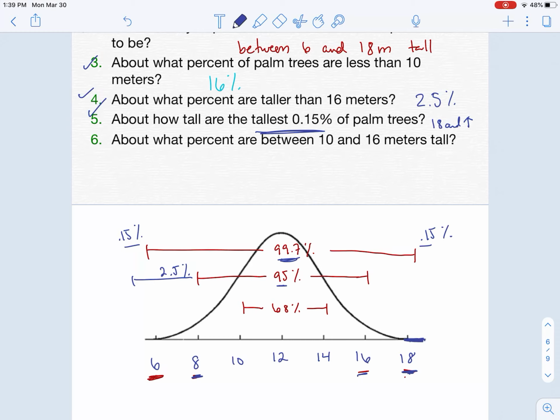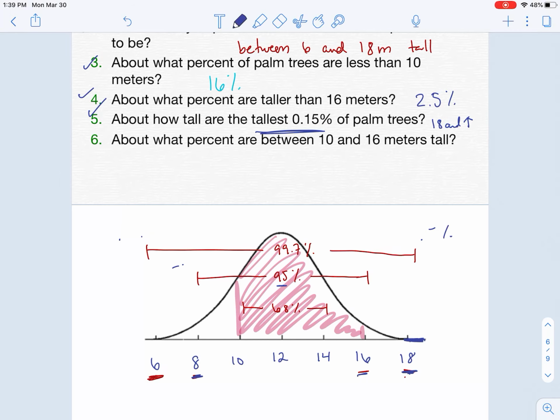About what percent are between 10 and 16 meters? Okay, I'm going to start by highlighting that. Between 10 and 16 meters. That's all of this space.